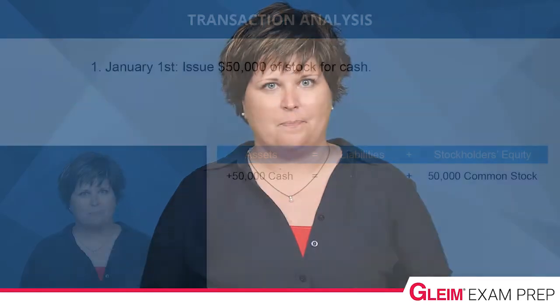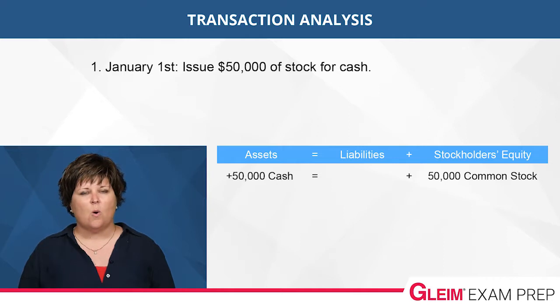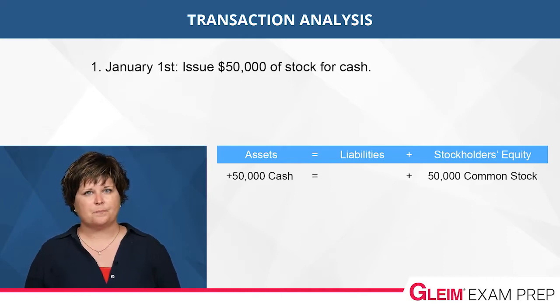Let's start at the beginning with typically the first transaction to start a company. Now, I'm numbering our transactions so we can refer back to them later when we work on the next step. So, number 1 says issue $50,000 of stock for cash. What's the impact on the basic accounting equation? We receive $50,000 cash, so the assets, specifically the asset cash, will increase by $50,000. The company's stockholders' equity, specifically the account common stock, will also increase $50,000. After this transaction, the accounting equation is in balance.